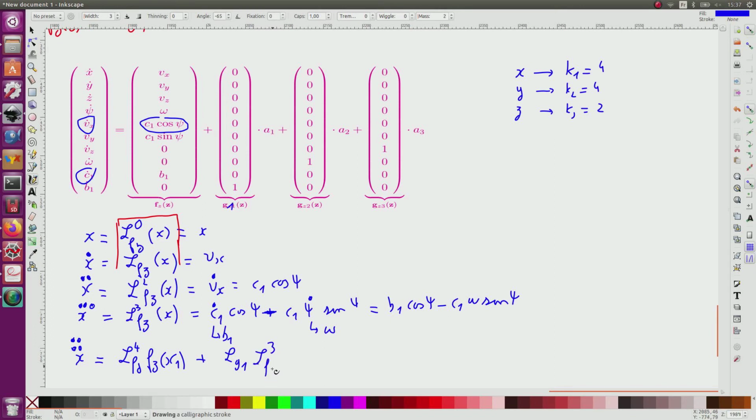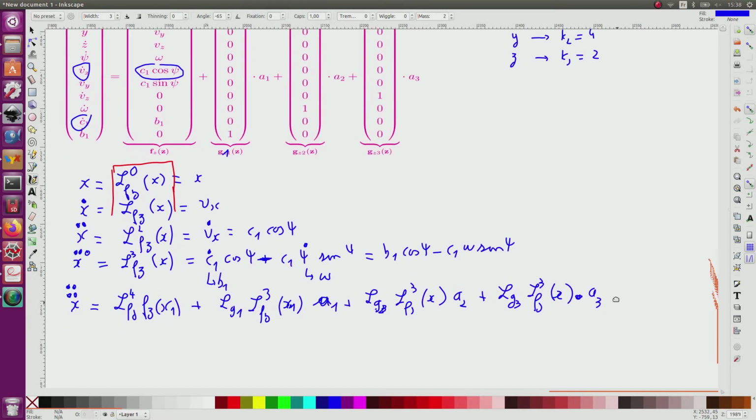L_{g1} L_f^3 z of x1 (x1 is x, I should write x here) times a1, plus L_{g2} L_f^3 z of x times a2, plus L_{g3} L_f^3 z of x multiplied by a3. Okay, so it is a little bit more complex, but if I write it in matrix form, I will do this.